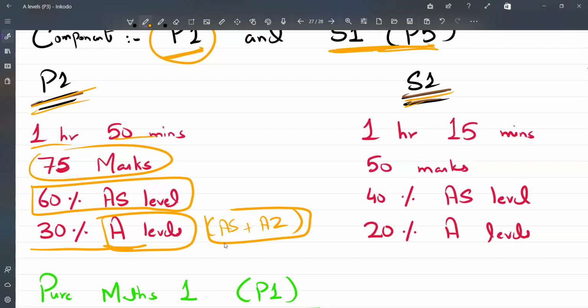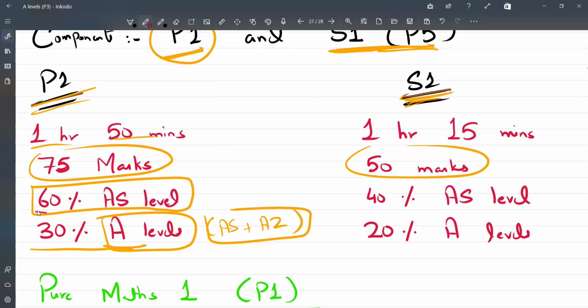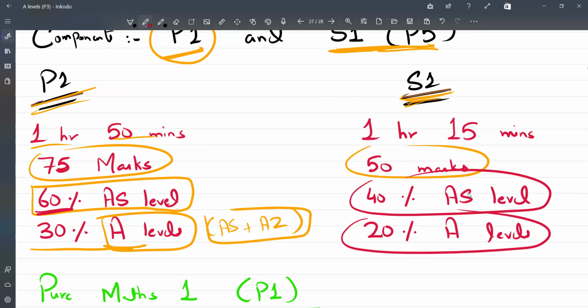And if we talk about S1, P5, it is 1 hour 15 minutes and 50 marks. Unlike P1, it is the minor component, because P1 is the major component, as it takes up 60% of the weight at AS level. So unlike P1, the S1 component weighs about 40% at AS level and 20% of the whole A levels, right?